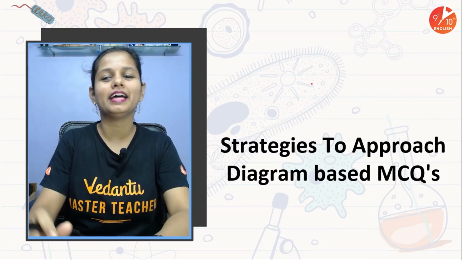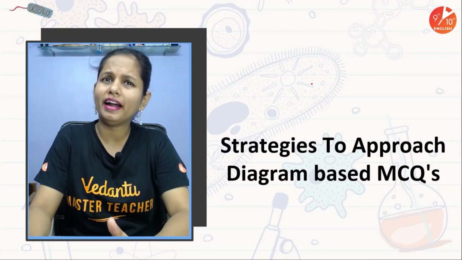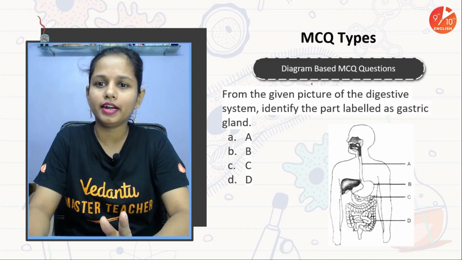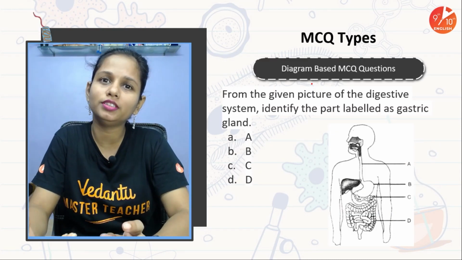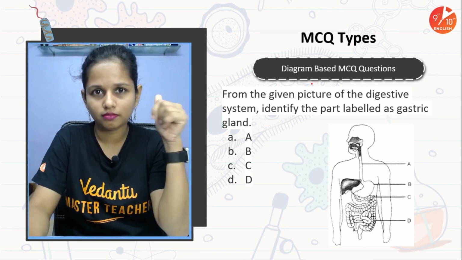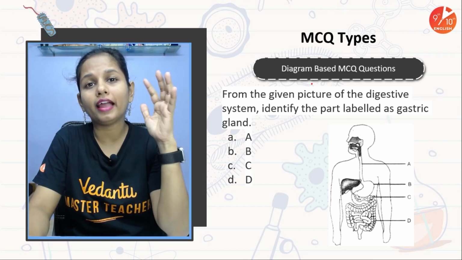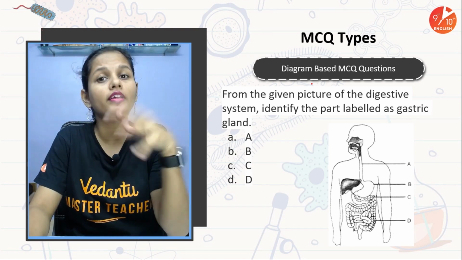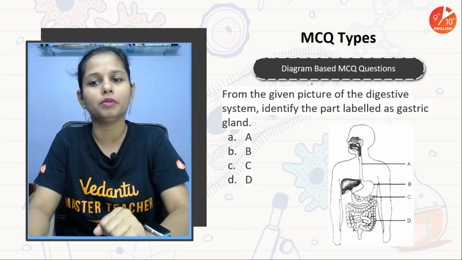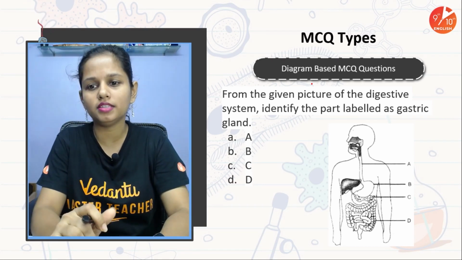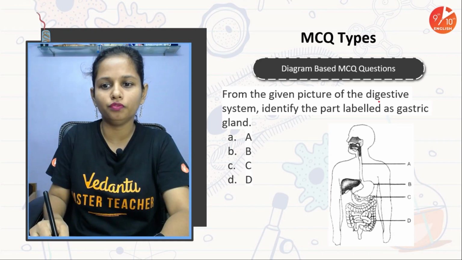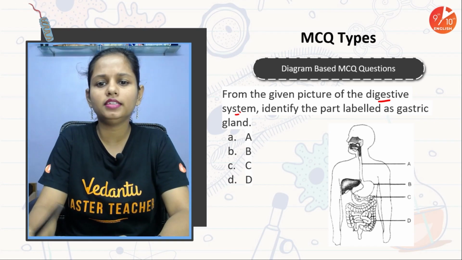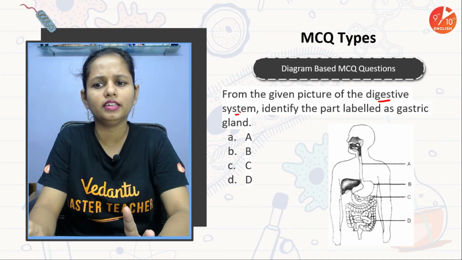Chalo, let's get started. So, students, when we talk about strategies to approach diagram based questions, we need to understand what type of questions they ask us. That's one thing. Secondly, we need to ensure how many diagrams are there in our syllabus and what kind of questions could be framed based on that particular diagram. So over here, as you can see, there's a diagram of the human digestive system, basically alimentary canal and digestive glands. And then they have asked you to just identify the labeled parts.